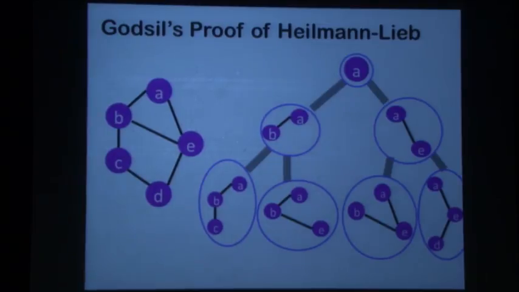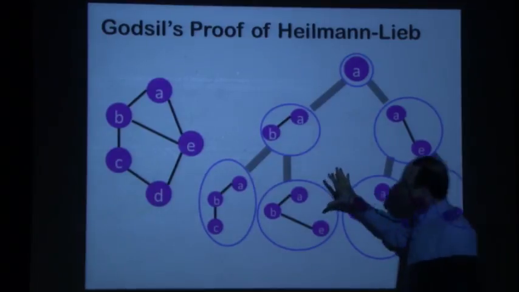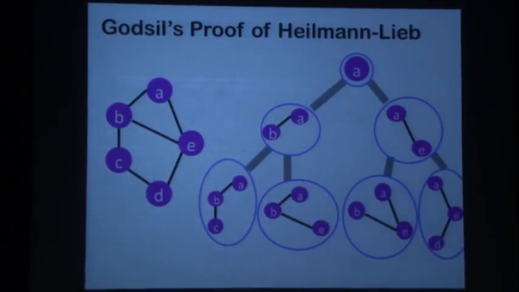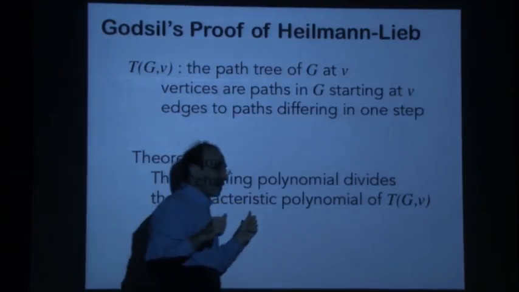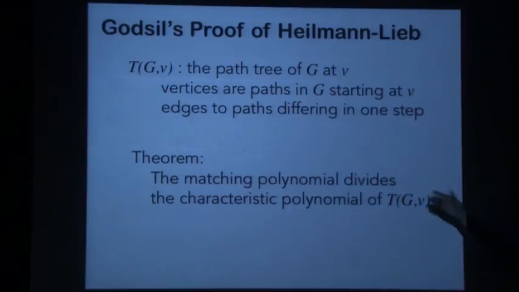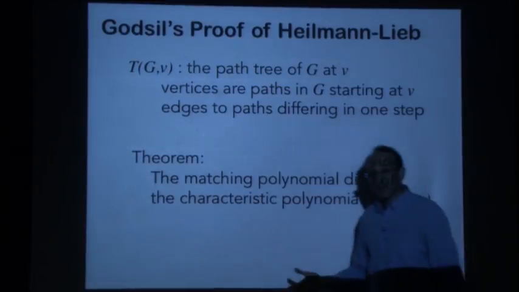So Godsil's rule is that you do this tree, but you never include any vertex twice. So it is a finite tree. So not only do you not backtrack, but you never include any edge twice. So starting from any graph, you can build this path tree, and it's finite. And it is a subtree of the universal cover. It is a subgraph of that. And what he proved is that the matching polynomial of the graph divides the characteristic polynomial of the path tree. Okay, when you have a path tree, you take its characteristic polynomial, it's, of course, real-rooted. So this tells you that the matching polynomial is real-rooted. And also, every root of the matching polynomial must be an eigenvalue of this path tree. So if you have bounds on the eigenvalues of the path tree, then you get bounds on the roots of the matching polynomial.